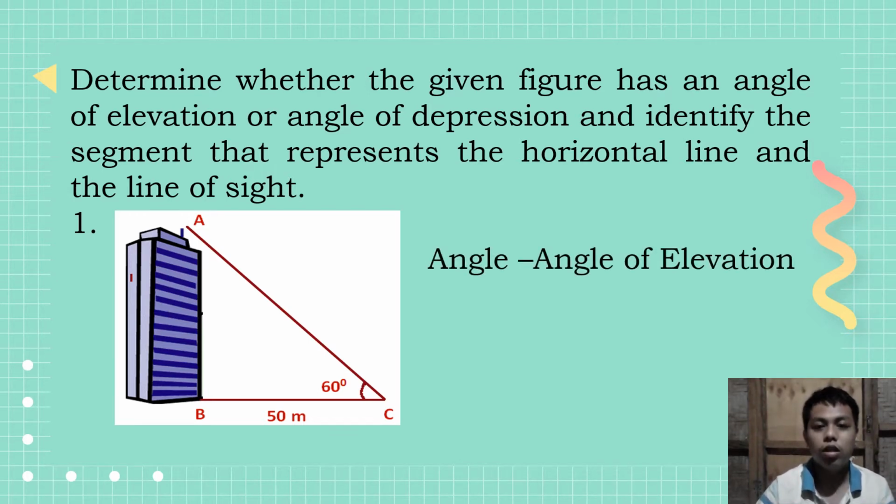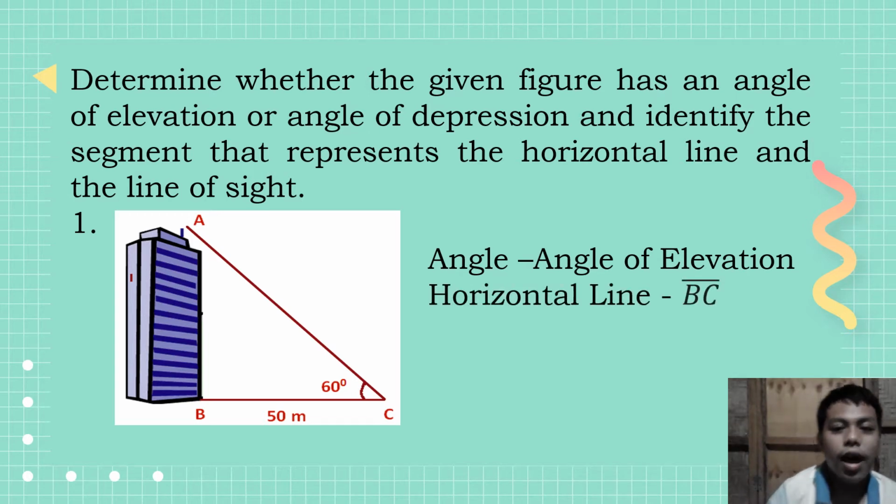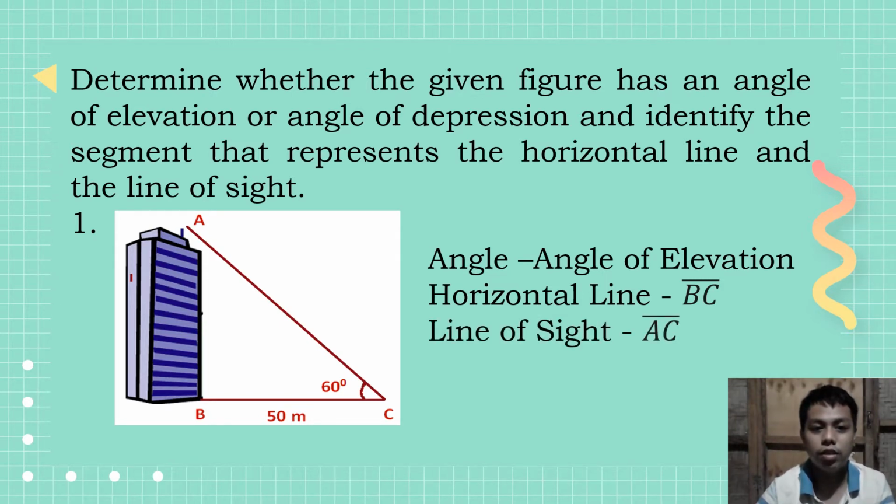angle of elevation. Angle C is the angle of elevation. The horizontal line is line segment BC. Then our line of sight is line segment AC.